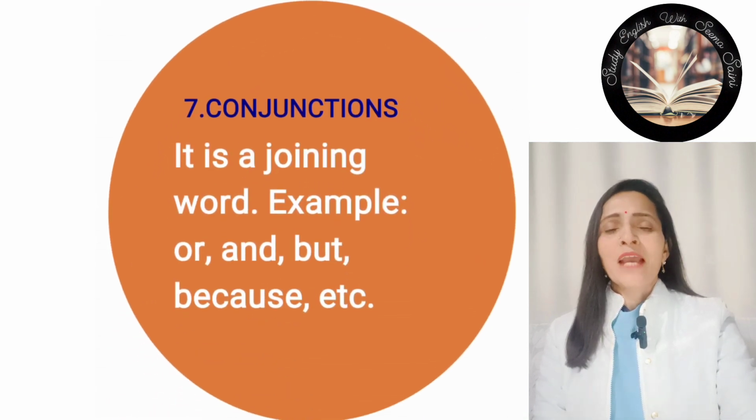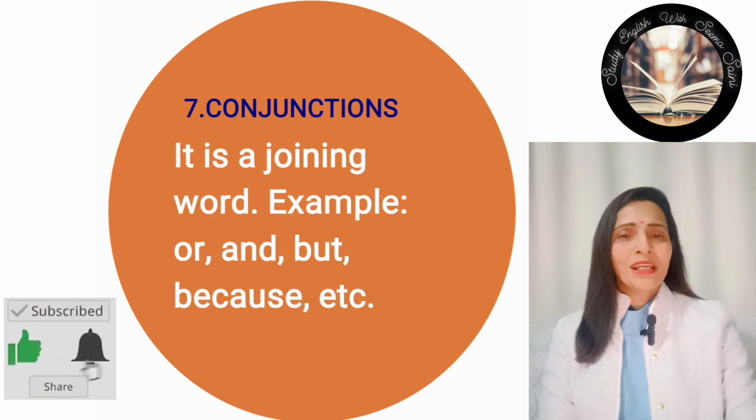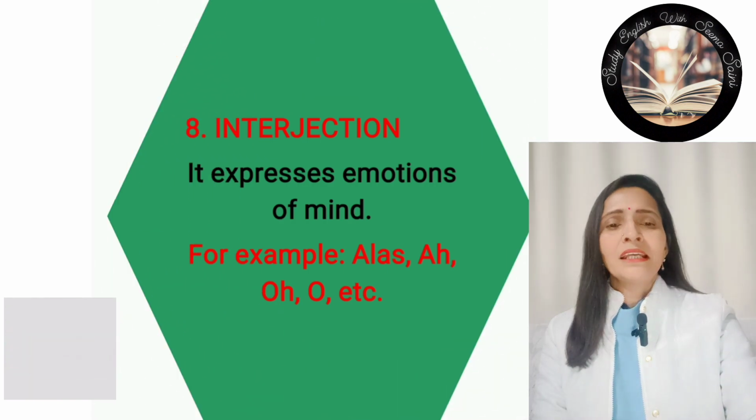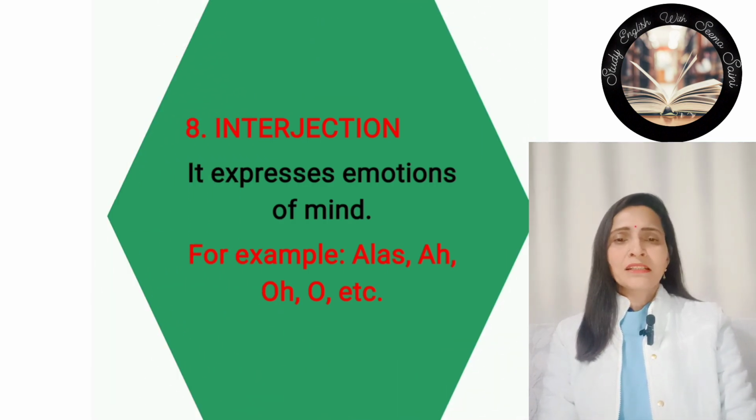So type 7 is conjunction. Joining words are called conjunctions. For example, or, and, but, because, etc. So type 8, that is interjection. It expresses emotions of the mind. For example, alas, ah, oh, etc.